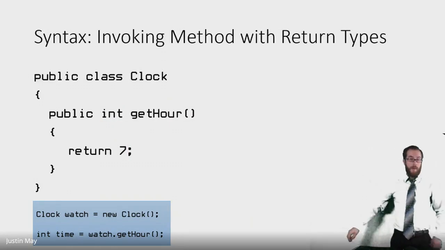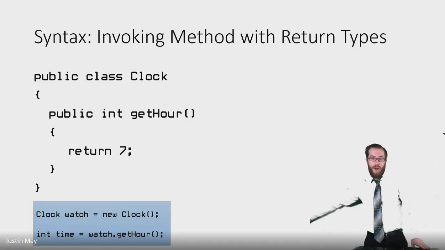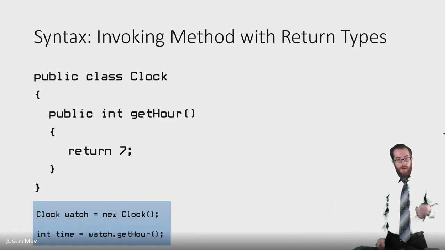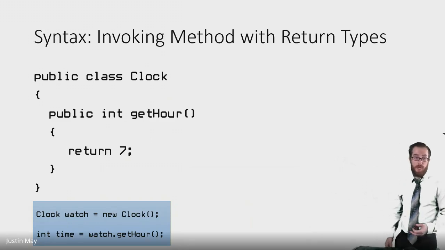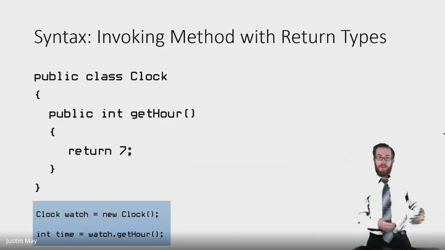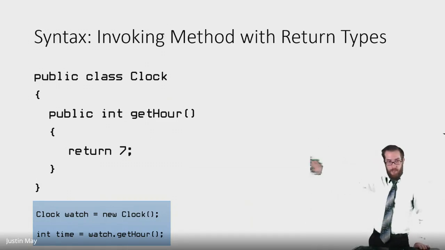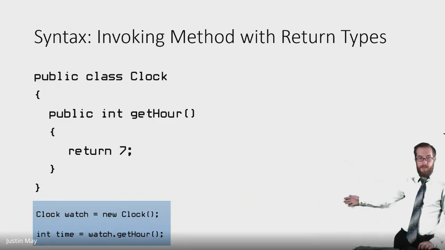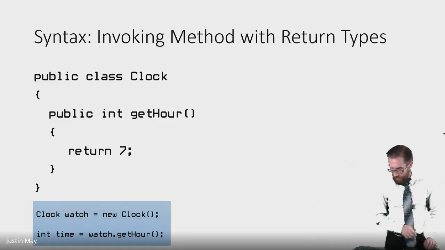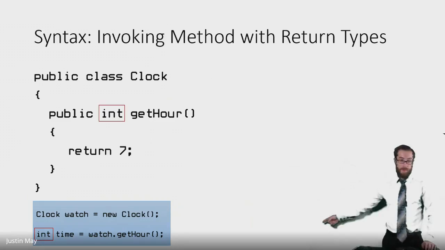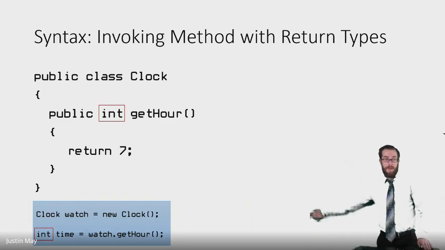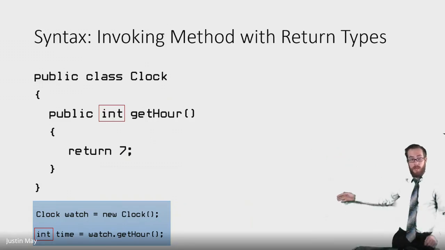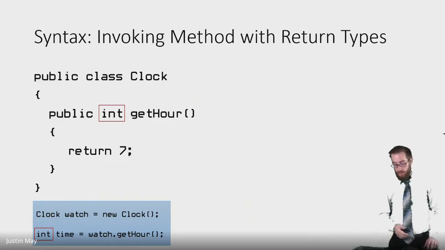So how do you invoke a method with return types? It's the same thing. So watch.getHour, in this case, the method's called getHour. Now, when you call a method that returns a type, you're going to want to store that value in a variable. So whenever you call a method that returns something, you want to declare a variable. In this case, I said int time, and then assign it the value of whatever that method evaluates to. The type of this variable in the code that's calling the method matches the type of the method, because this method is going to return an int. So I better be storing that data in an int variable.